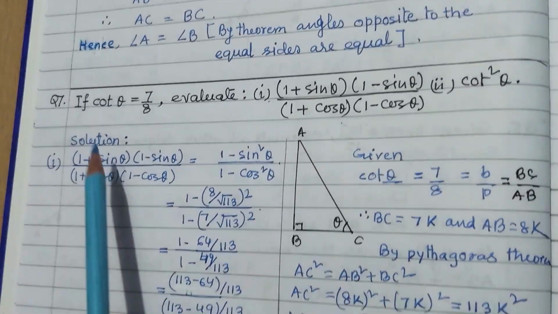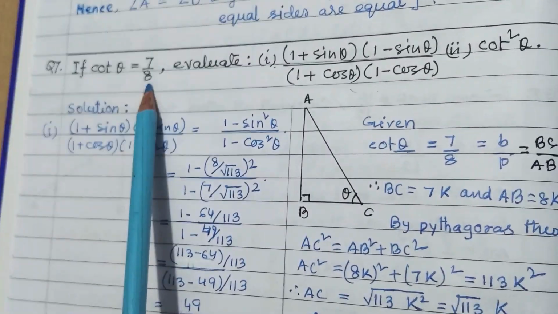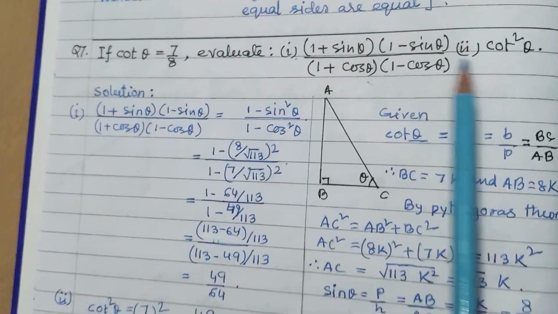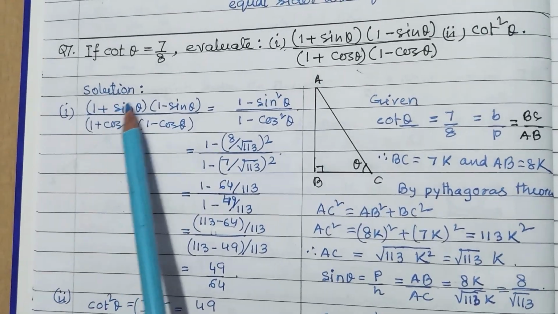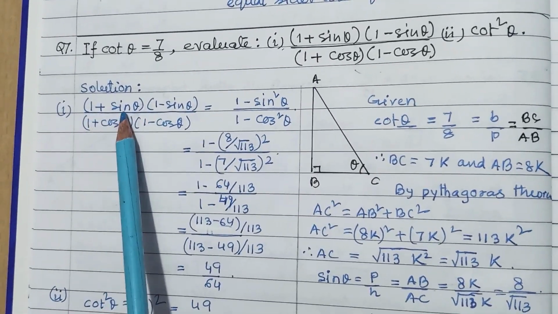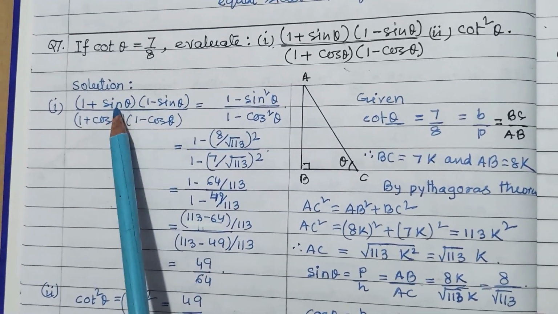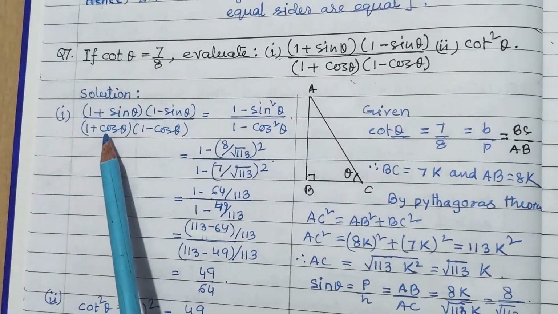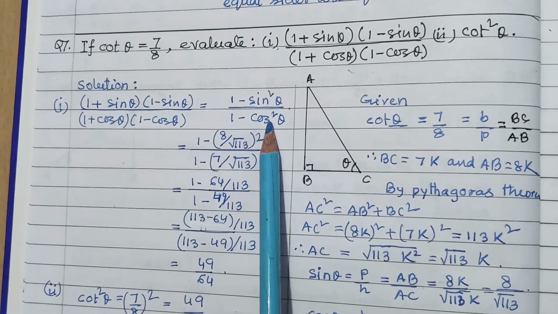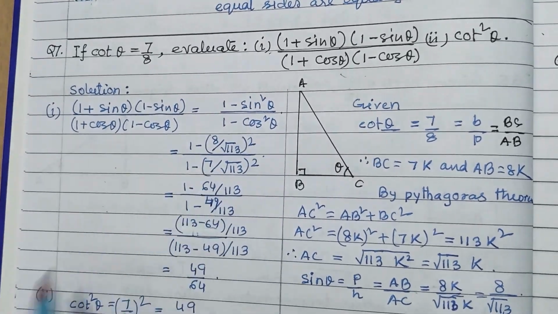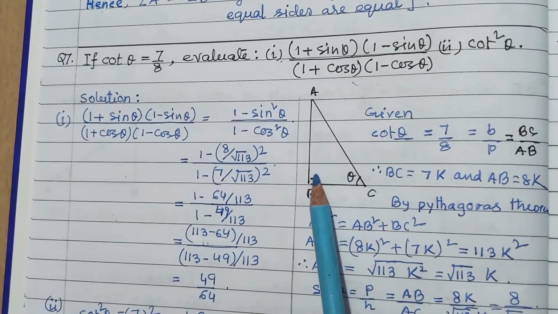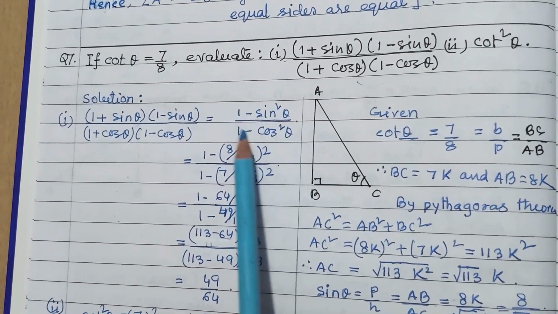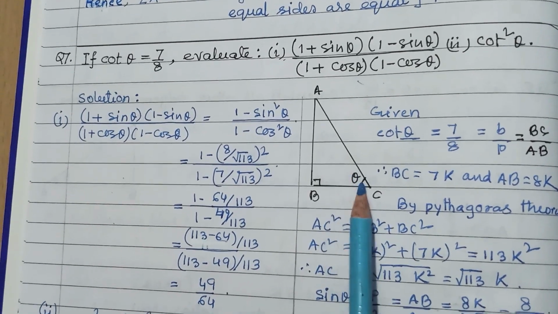Next question is, if cot theta is equal to 7 upon 8, evaluate this and this, two parts. Section A, first part is (1 plus sin theta)(1 minus sin theta). It is (a plus b)(a minus b), which is a square minus b square, and the other one is also a square minus b square: 1 minus cos square theta, 1 minus sin square theta. Now, from the trigonometric ratios, we have to find the value of sine and cos.